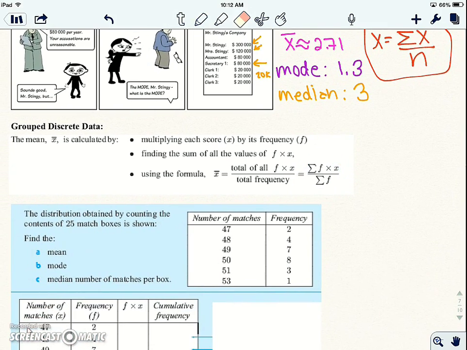Okay, so here's the deal. It says, to find the mean, we multiply each score by its frequency, find the sum, and then use the formula. So here's the formula for group data, and let me just show you what it means. It actually makes a lot of sense. We have a distribution obtained by counting the contents of 25 match boxes. A machine is probably supposed to put 50 matches in a box. However, it's probably off a little bit when they just dump them in, so it might be anywhere from 47 to 53.